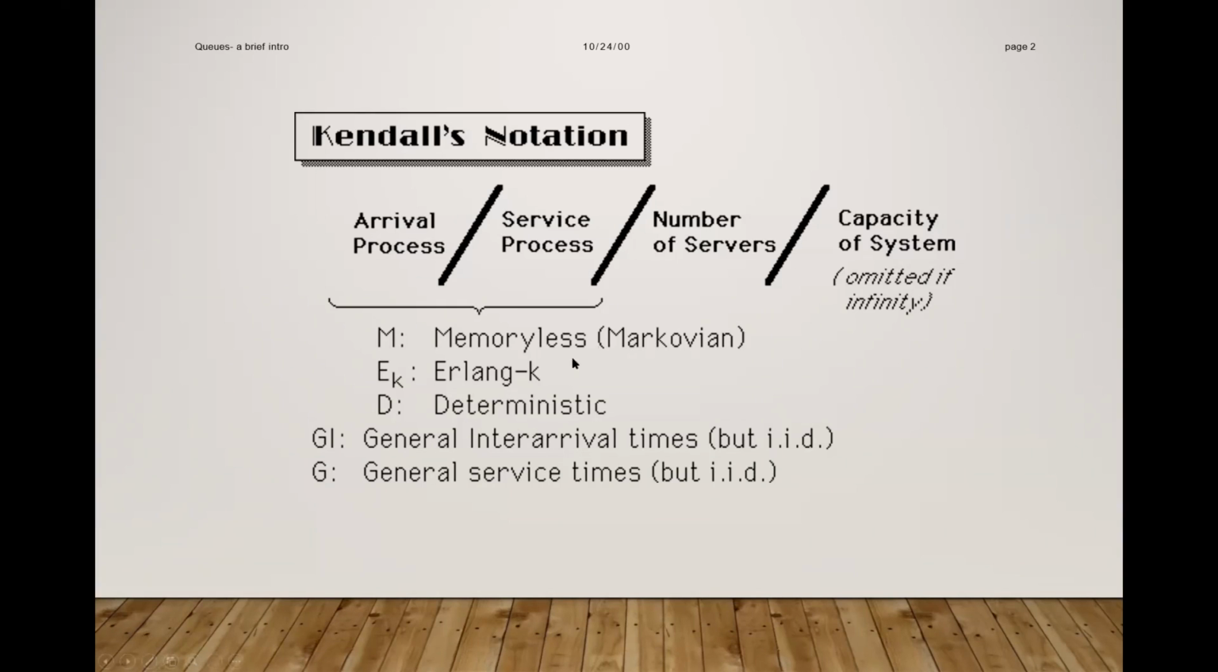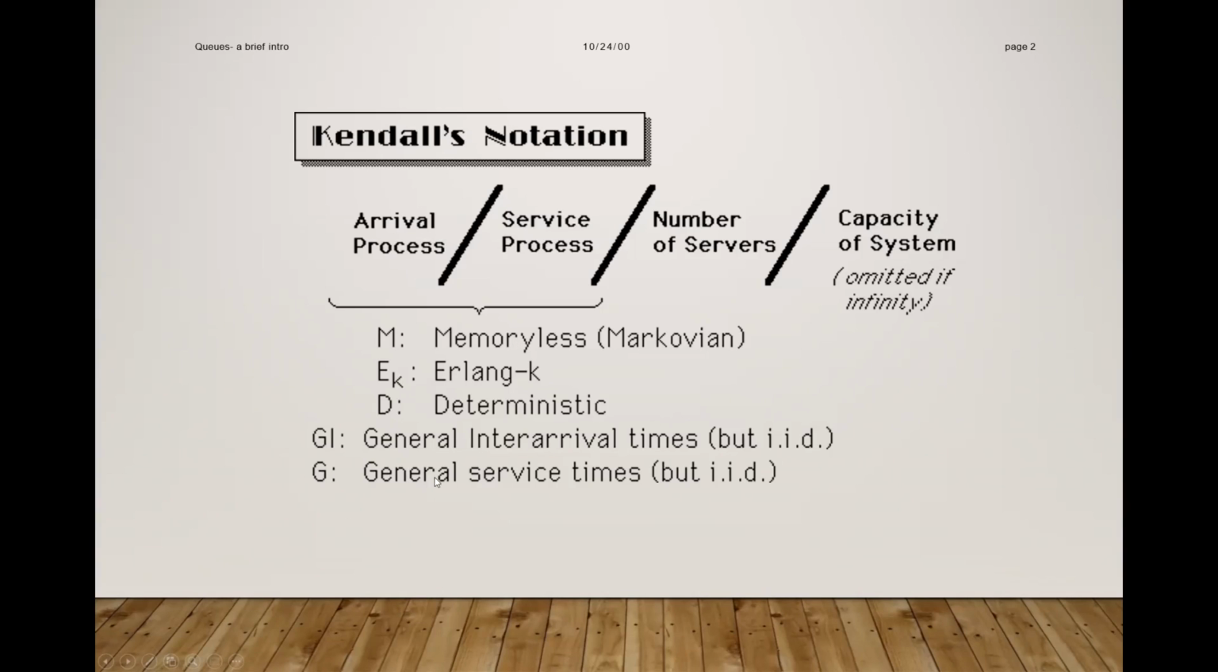And lastly, we can also have deterministic. So those are the top three. But if you want to also incorporate other distributions in the inter-arrival time or service time, then you may use a general inter-arrival time. So it's a bit general because it's not restricted to Erlang or exponential families. But we still assume that it is independent and identically distributed. And of course, for the general service times, we denote it by G.